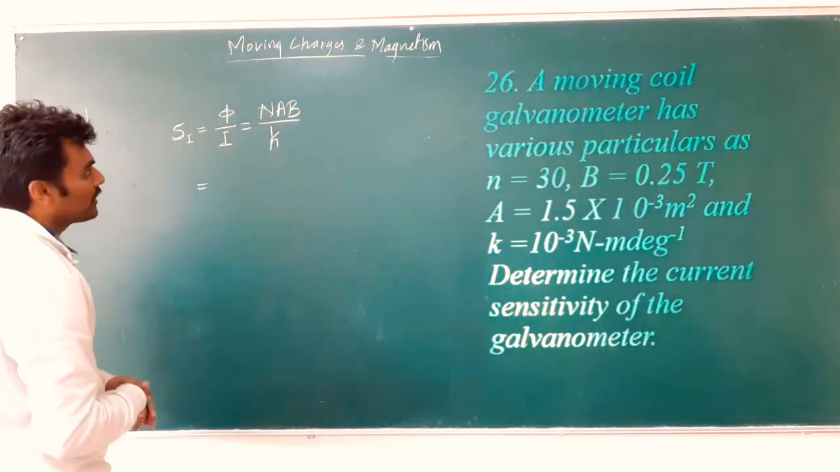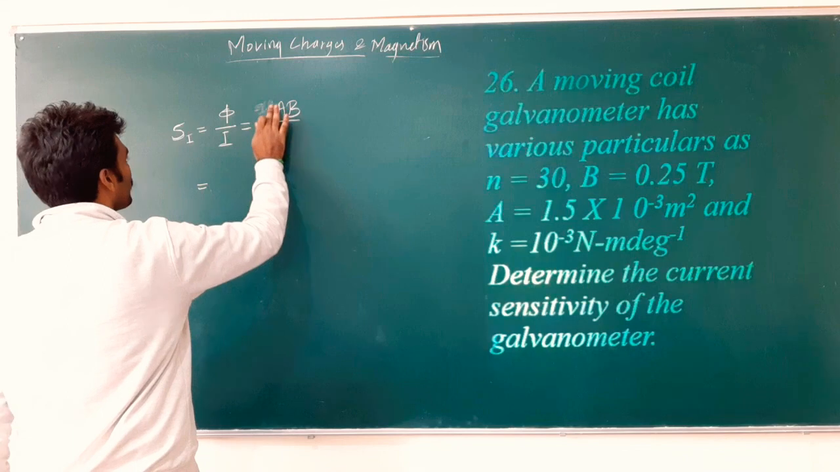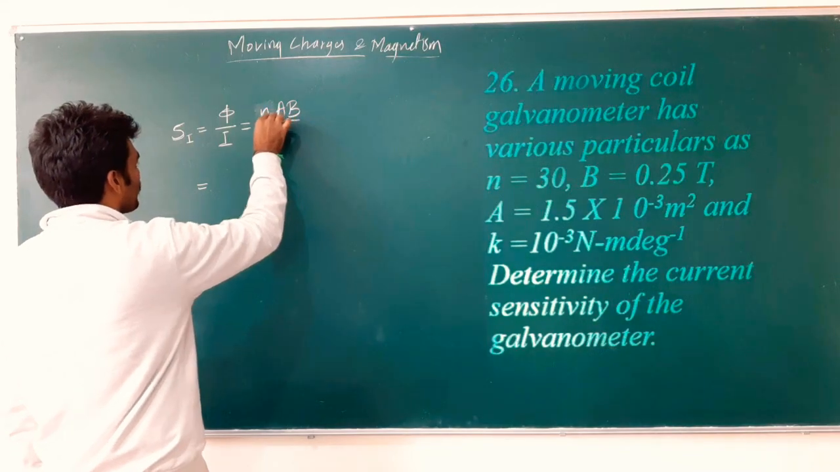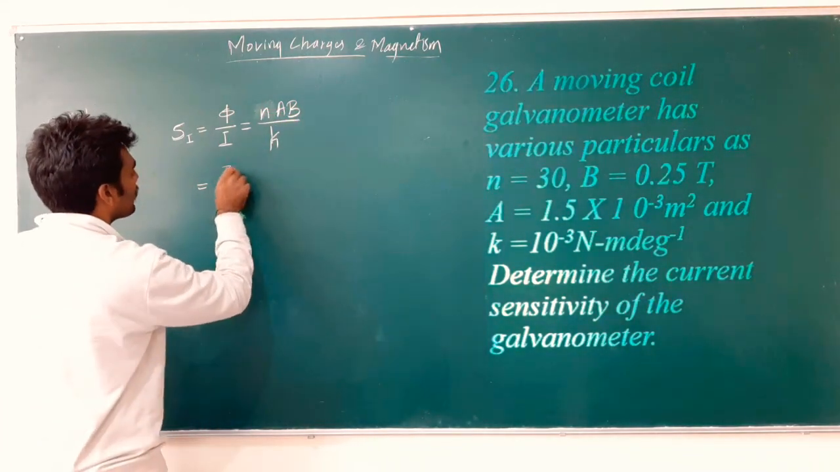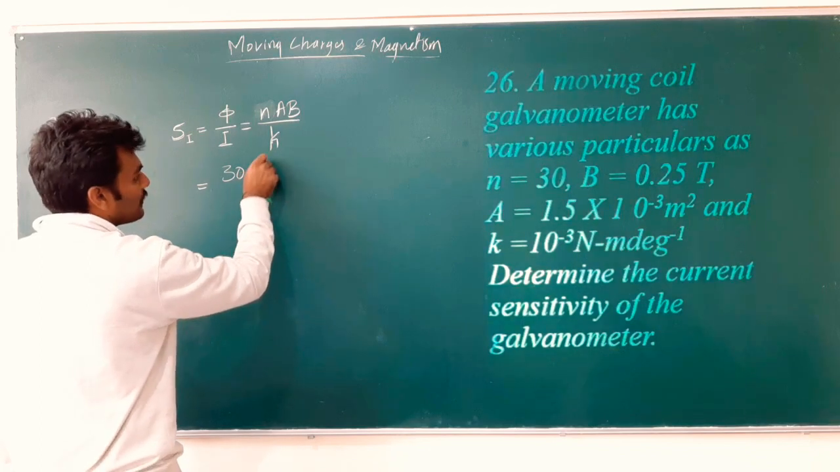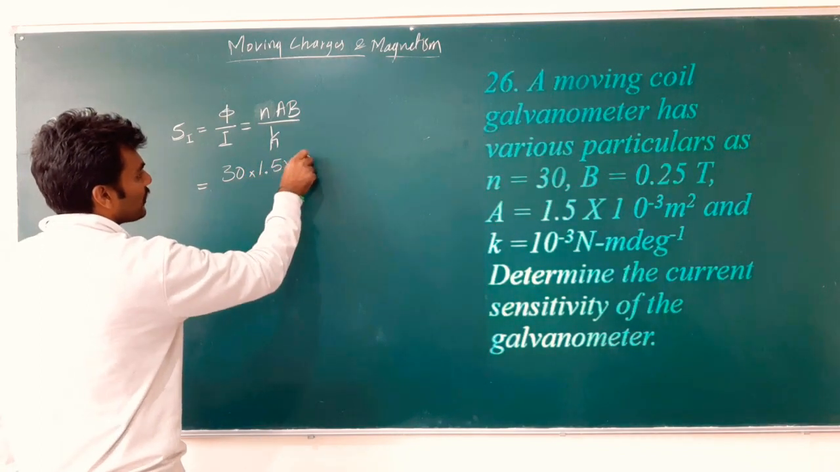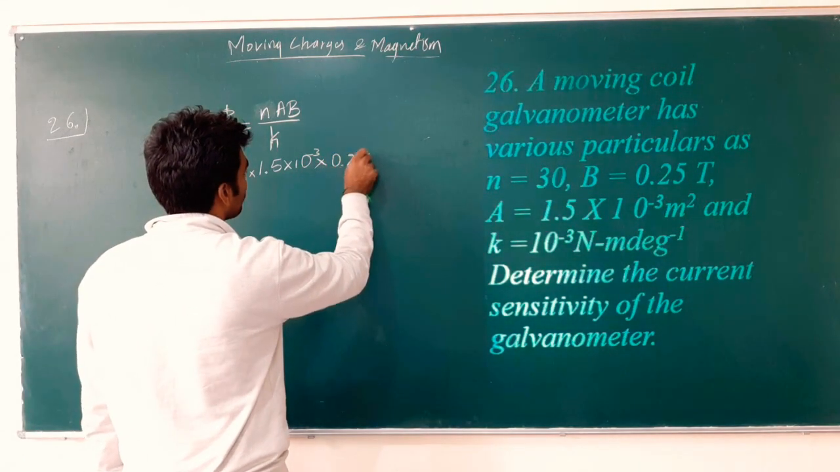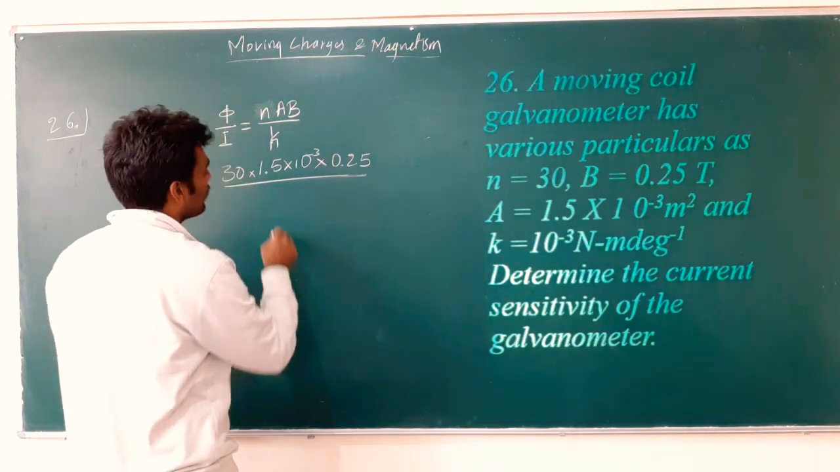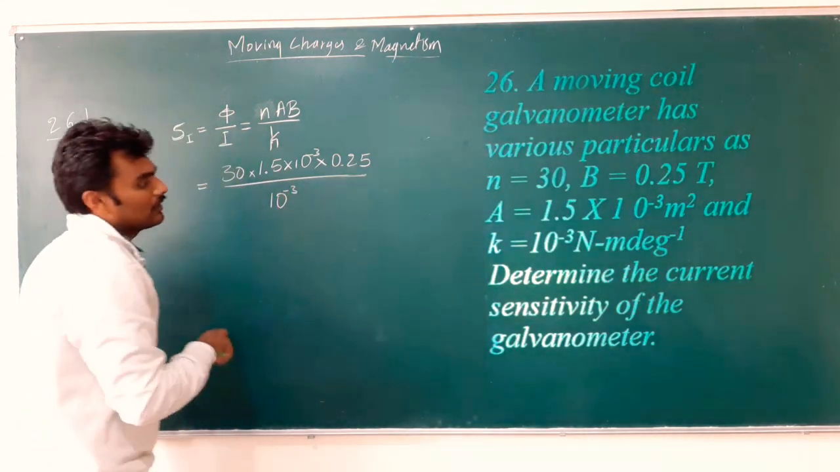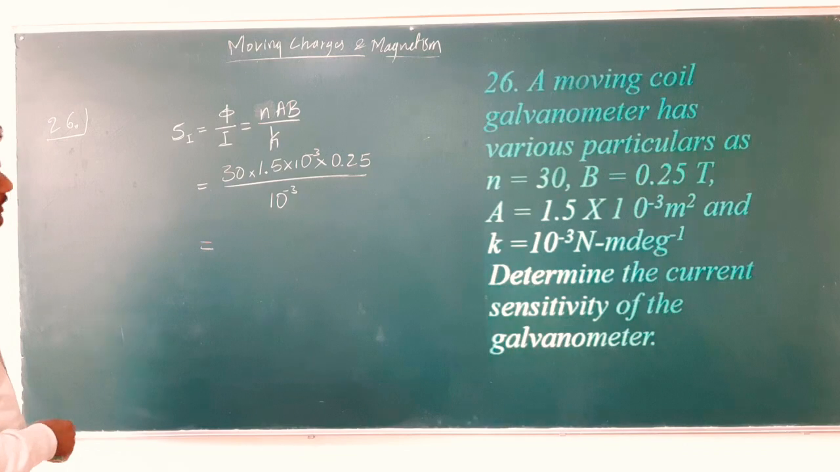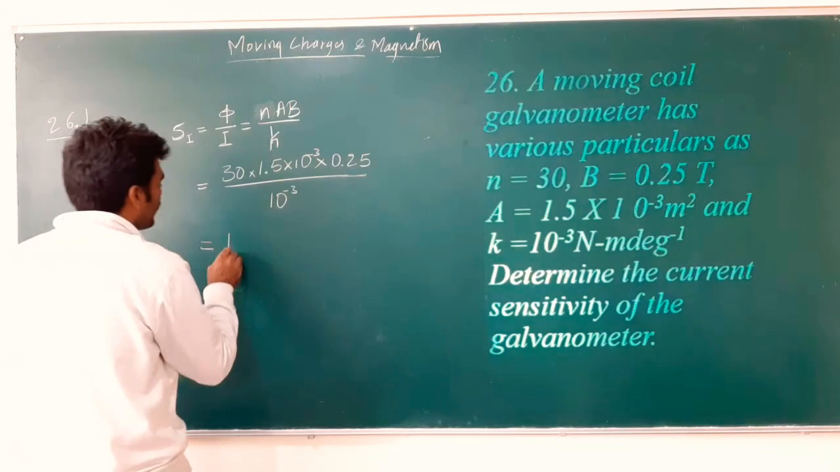Very easy, direct simplification. Yeah, it is small n, doesn't matter small n or capital N, because it's not the number of turns per unit length that we are going to consider, so it's fine. So small n, number of turns is 30, area is 1.5 into 10 to the power of minus 3, into magnetic field 0.25 Tesla, divided by K which is 10 to the power of minus 3 Newton meter per degree. Make use of a calculator and simplify this. Finally, you will get 11.25 degree per ampere.